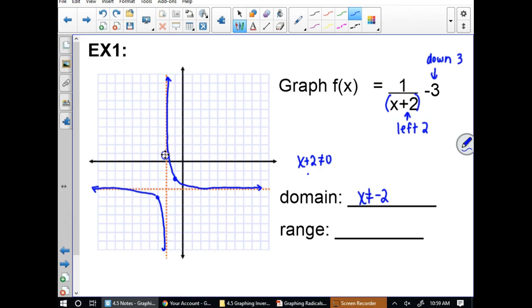Or you can just look, and you can see right here that this point is at negative 2, negative 3. That's where the asymptotes intersect. The x coordinate is negative 2, so x cannot be negative 2. Okay, the range in this case is going to be y cannot equal negative 3. And just like with the square root functions, the only thing that's going to affect that range is whether or not you've moved something up or down. A flip is not even going to make a difference for this one.